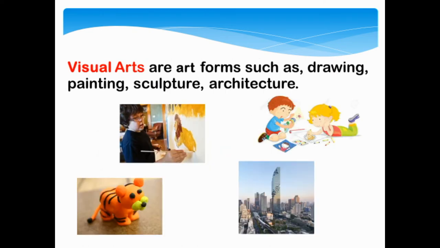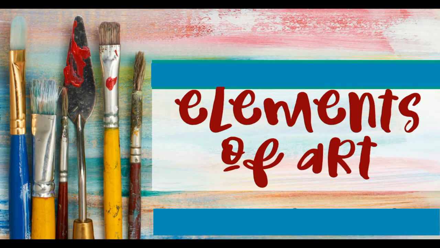Next is visual arts. Visual arts are art forms such as drawing, painting, sculpture, and architecture. So that is the difference between environment and visual arts. In visual arts, you can use the environment as your subject in your drawing, in your painting, sculpture, or in architecture. Drawings in visual artwork need to have basic elements: shape, form, line, color, and surface, as you can see in the following pictures.